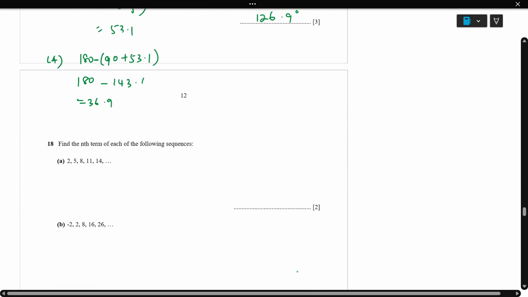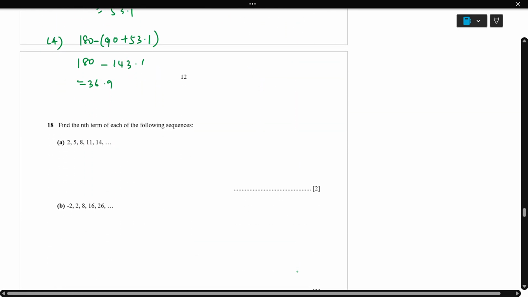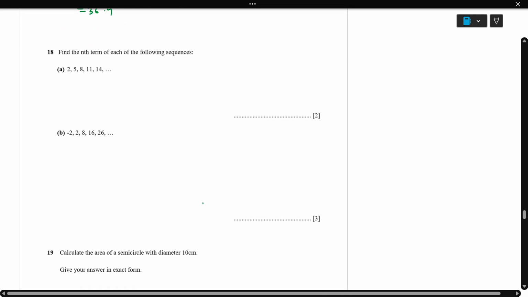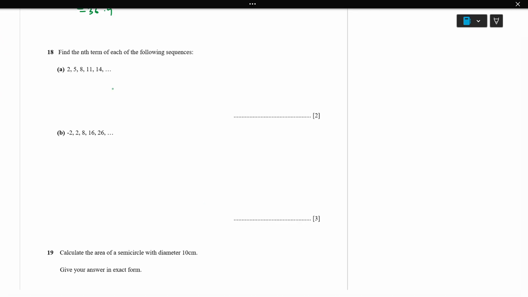Next question, find the nth term of the following sequence. We need to find the difference here, which is 3, 3, 3. Keep going, 2 plus 3 plus 3, so it's a linear one. So we have to write 3n, and for n equals 1, 3n gives 3, but we have to get 2, so minus 1. So 3n minus 1.